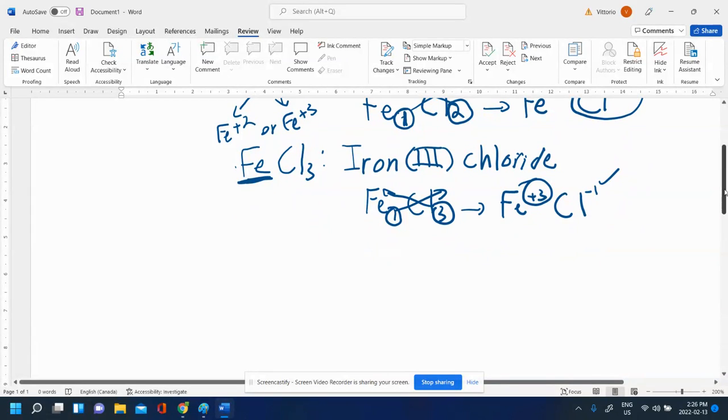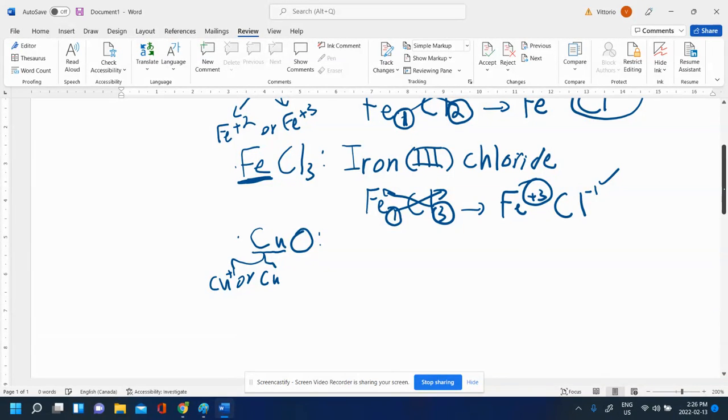Let's see some cases where it can sometimes be a little bit trickier to figure it out. But it's still the same process, you just have to be a bit more careful. So here I have CuO. First of all, recognize that Cu would be in your reference table as one of those multivalent elements. It can have more than one charge. It could actually have a charge of either Cu+1 or Cu+2. So I know this is going to be copper something oxide.